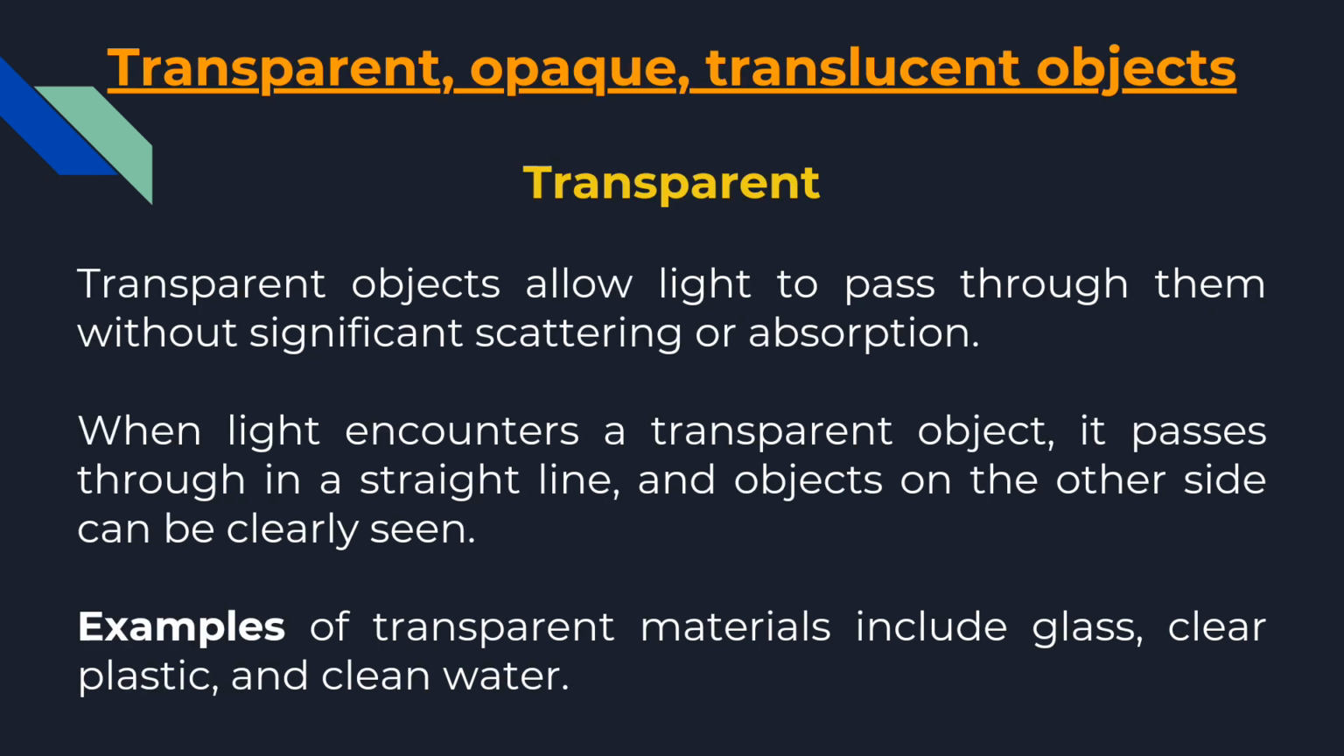Transparent, opaque, translucent objects. Transparent. Transparent objects allow light to pass through them without significant scattering or absorption. When light encounters a transparent object, it passes through in a straight line, and objects on the other side can be clearly seen. Examples of transparent materials include glass, clear plastic, and clean water.